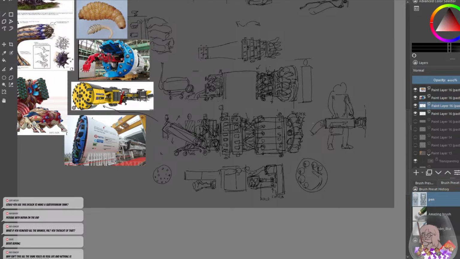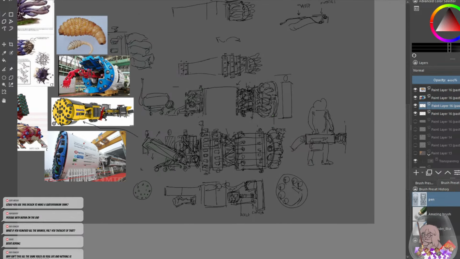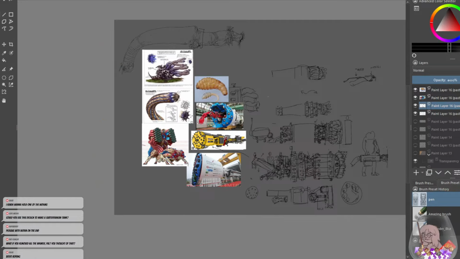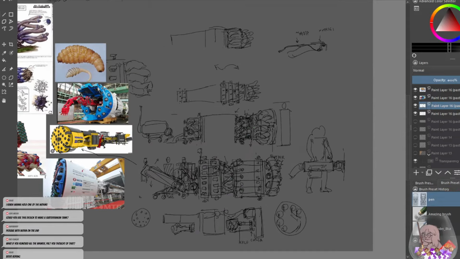Could you use this design to make a subterranean tank? Subterranean tank. What would you shoot at? You're in a tunnel. I mean, yeah, you could definitely make a subterranean tank. I'm just trying to think of how you'd use it. If there's underground tunnel battles and a gun sticking out of the front or the back, I guess.